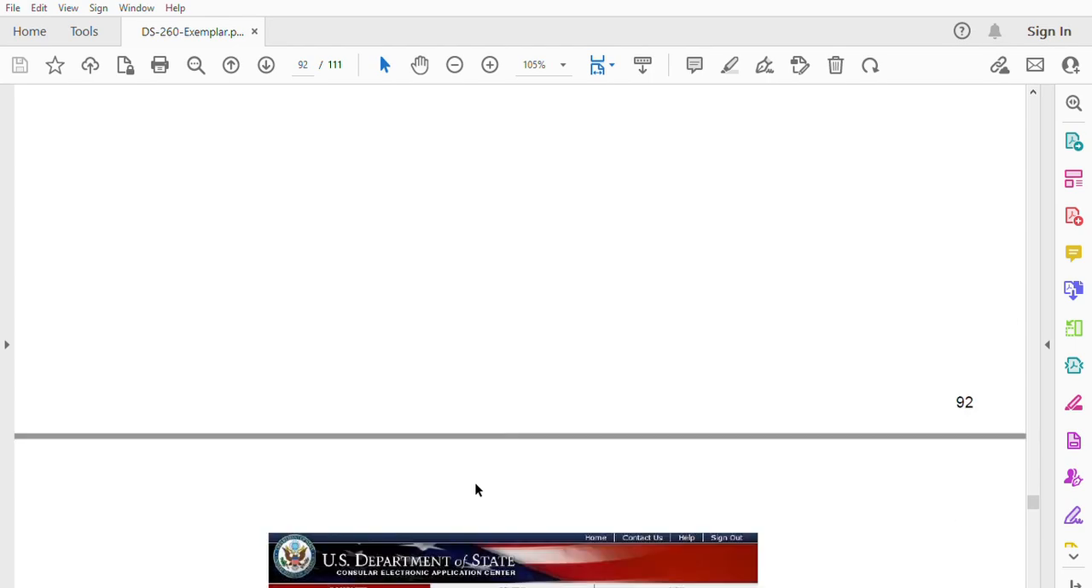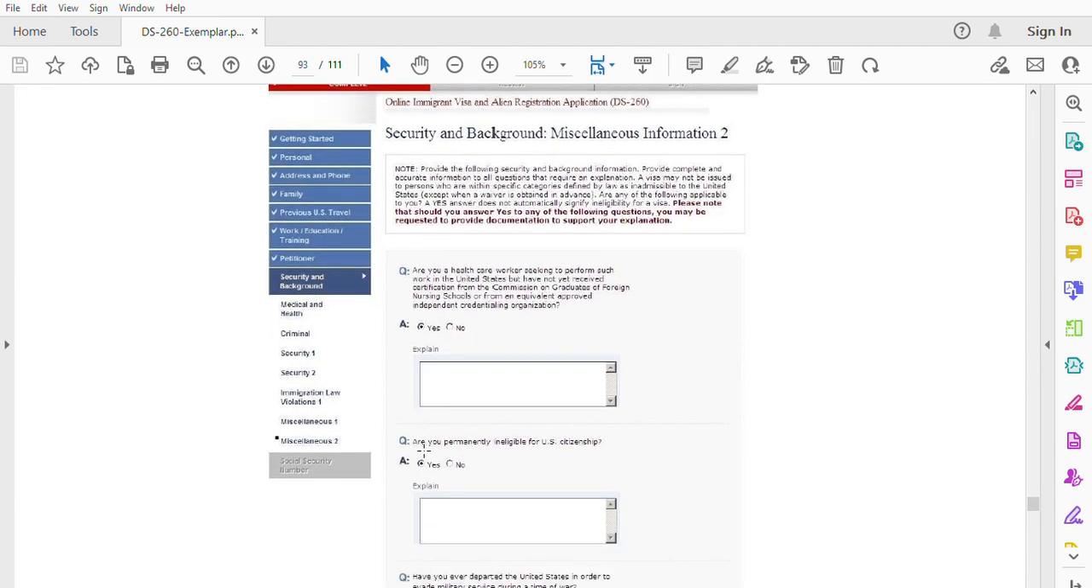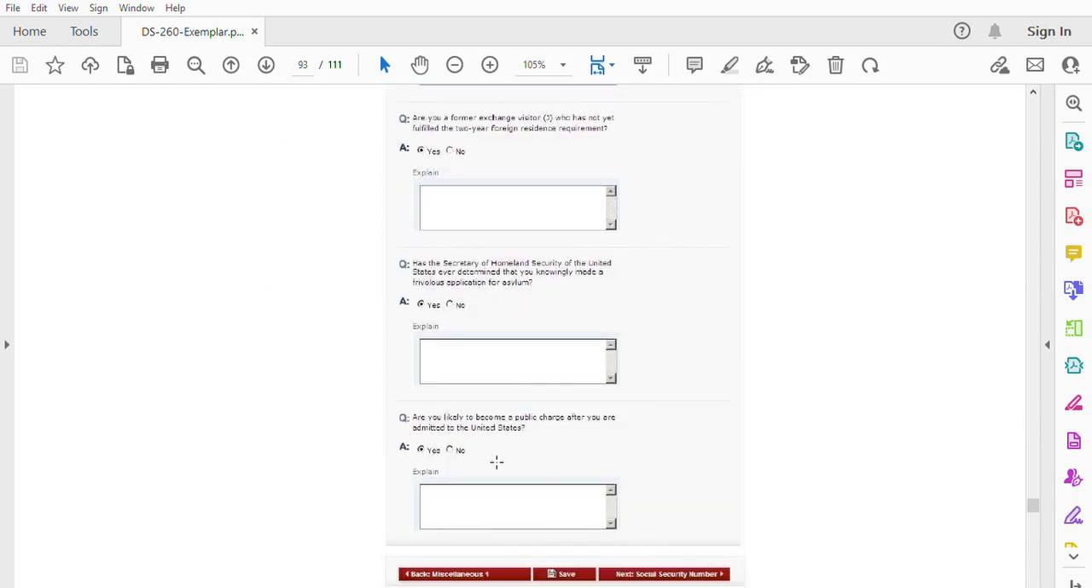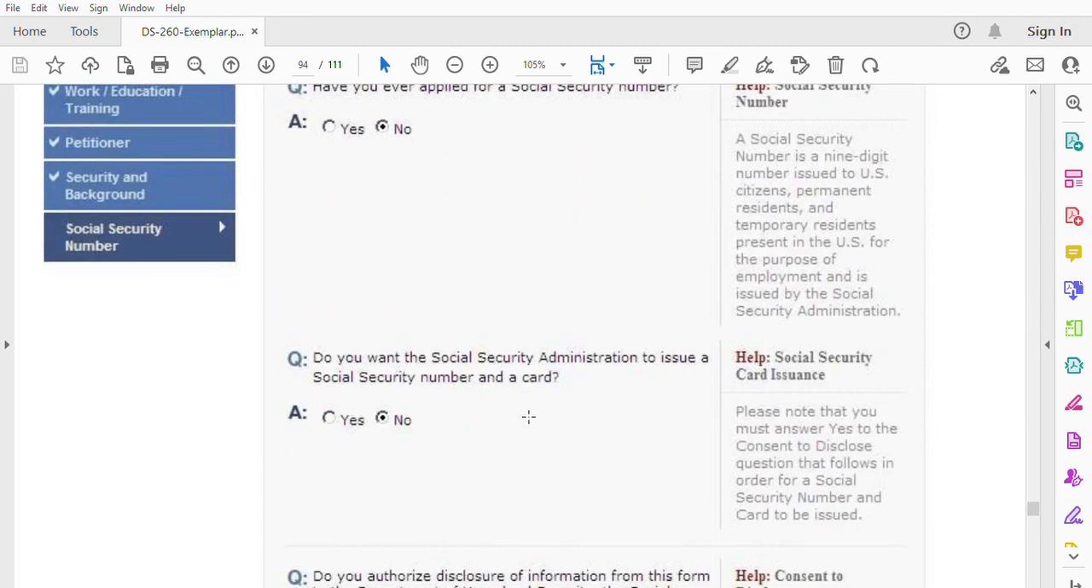We're gonna go to the next one. If you answer yes to the above question, this is where you answer the explanation. Have you ever applied for a Social Security number? This is very important. If you say no, do you want the Social Security Administration to issue the Social Security number on a card?